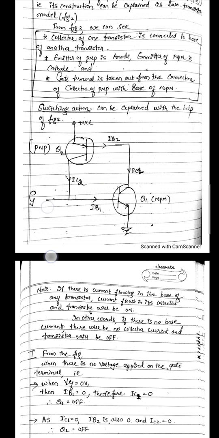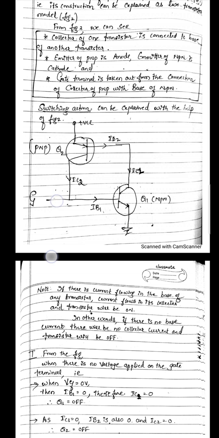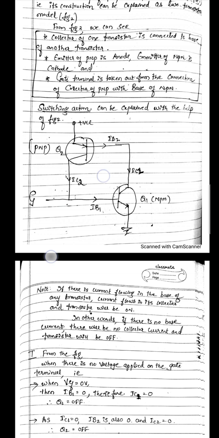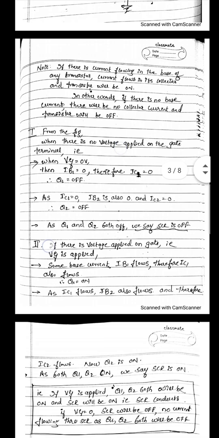Only when you apply a gate voltage, that is some voltage on the gate terminal of the SCR, will both the transistors be on, and only then will there be a flow of current from anode to cathode, and we say that the SCR is in the on state. Once again, without Vg, without any voltage applied on the gate terminal, the SCR is going to be off. This we have understood in the switching action of this two transistor model of SCR. This is what is explained on this page; the same figure is explained here.